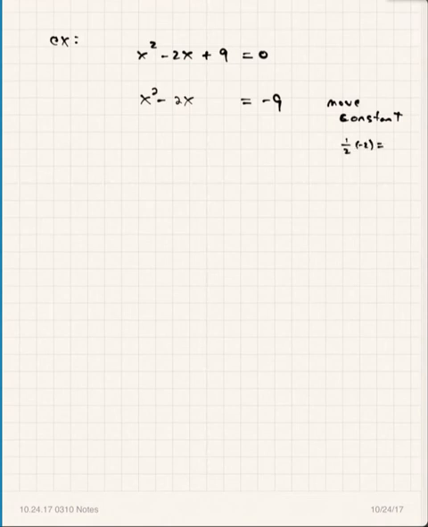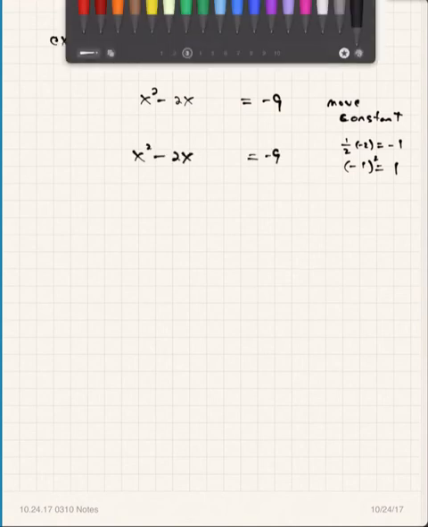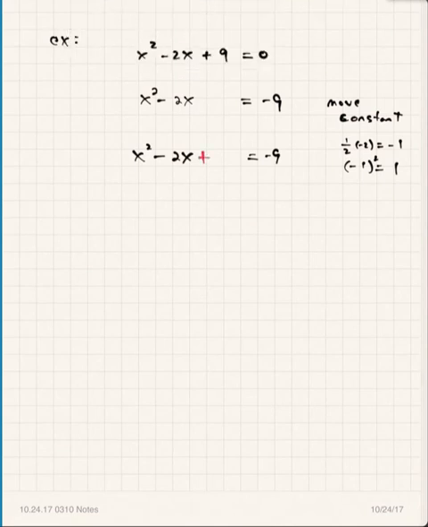You get negative 1. Negative 1 squared is positive 1. And so you're going to add positive 1 to both sides of this equation. Fill in the spot right here that we left with a plus 1. Make sure you add it to both sides. So plus 1 on both sides. So that's definitely our next step.